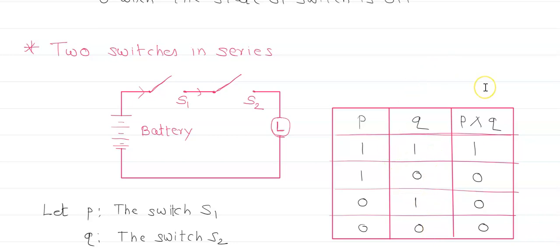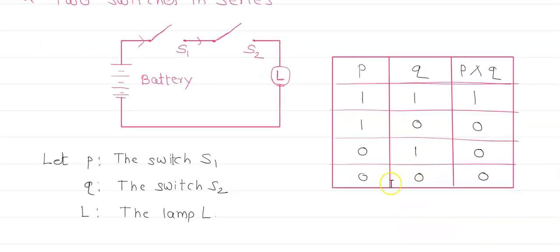And for the AND statement, I had given one key to remember it: when both of them are true, then it is true, otherwise false. Now in this case, when both of them are 1, then it is 1, otherwise 0. Now here 1 and 1 is 1, 1 and 0 is 0, 0 and 1 is 0, 0 and 0 is 0. Now every time we write for each circuit, P the switch S1, Q the switch S2, and capital L the lamp.